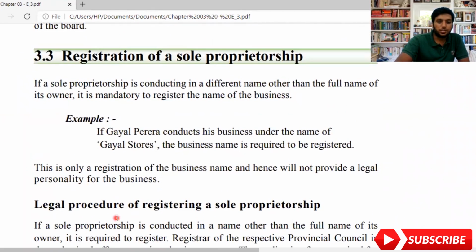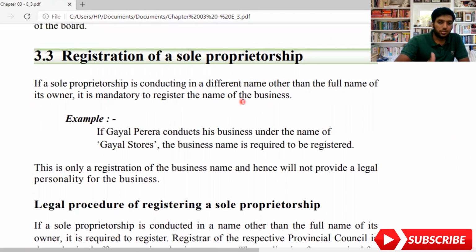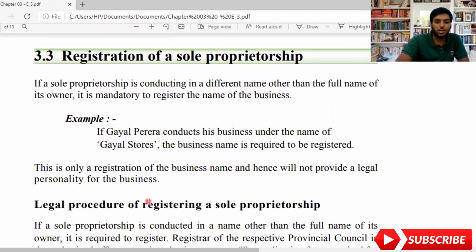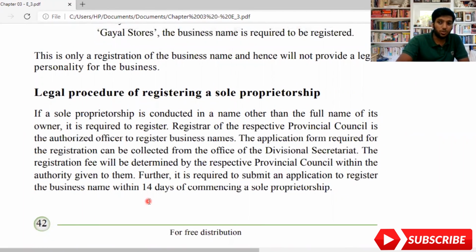If a sole proprietorship is conducted in a name other than the full name of the owner, it's mandatory to register the name of the business. So if I'm going to start my business with a different name, then of course I need to register my business. Gael Pereira conducts his business under the name of Gael Stores. The business name is required to be registered. It's only a registration of the business name and hence will not provide a legal personality for the business. Because you are a sole proprietor, even though you have registered, you don't have a legal personality.